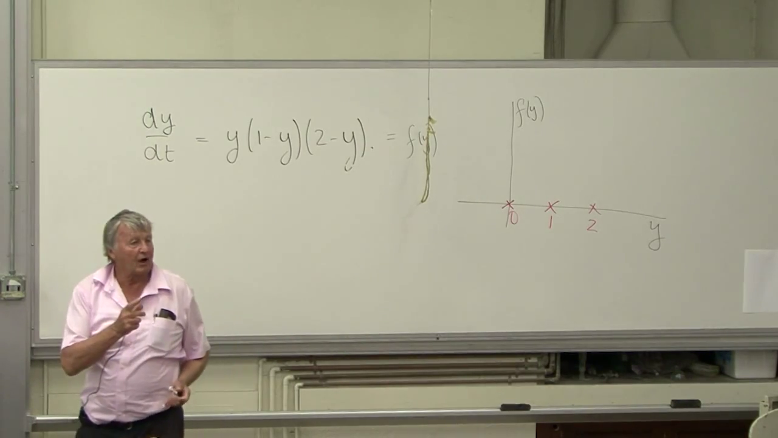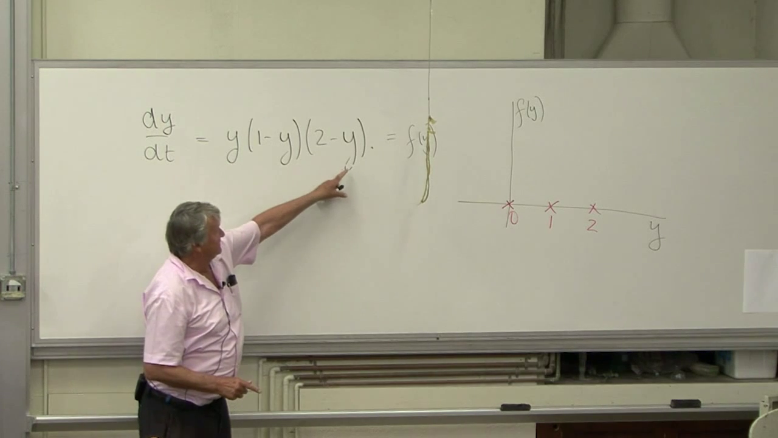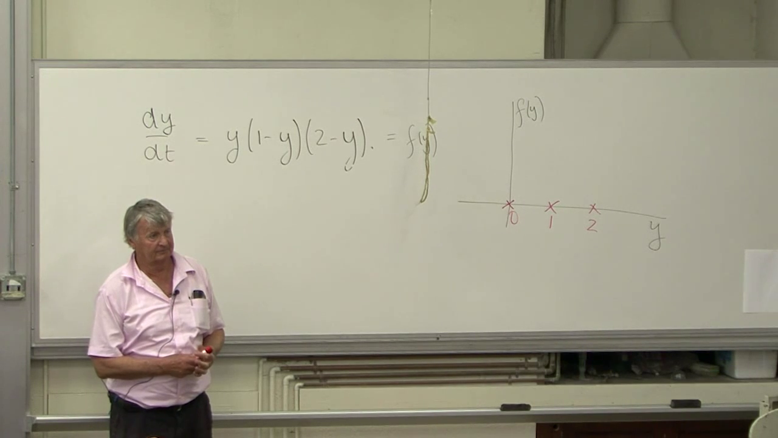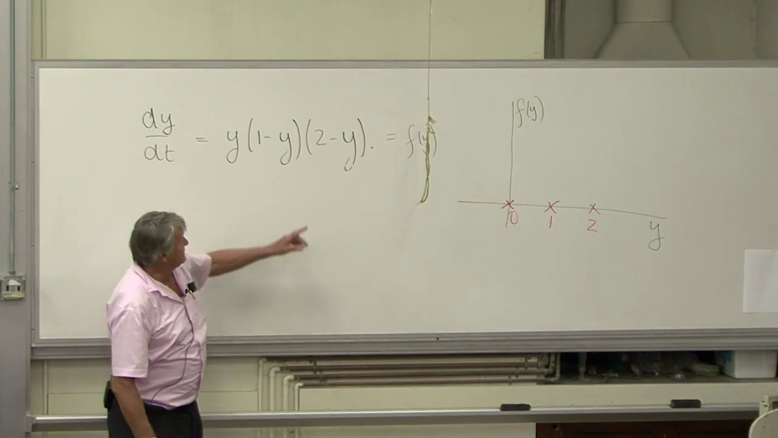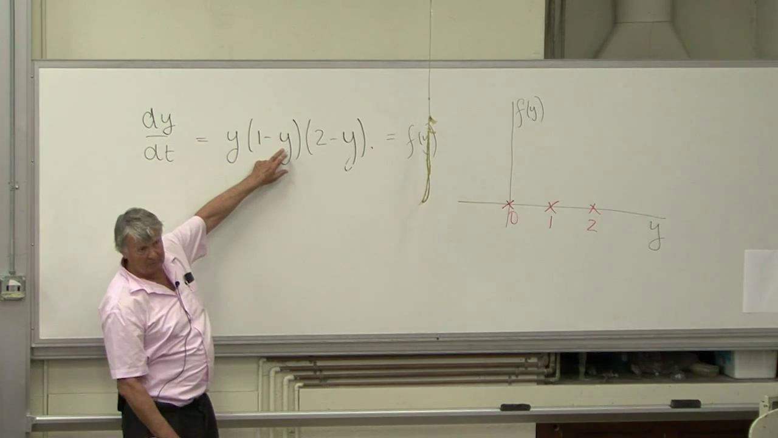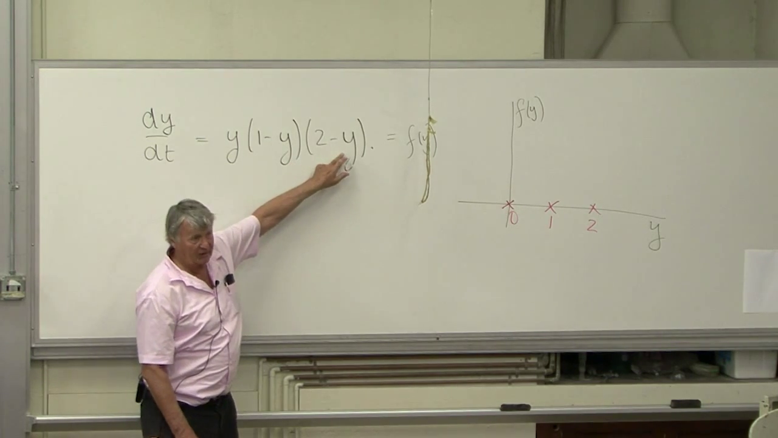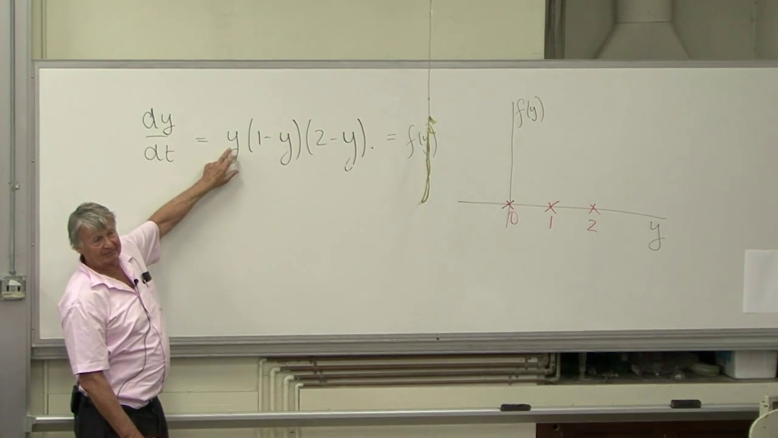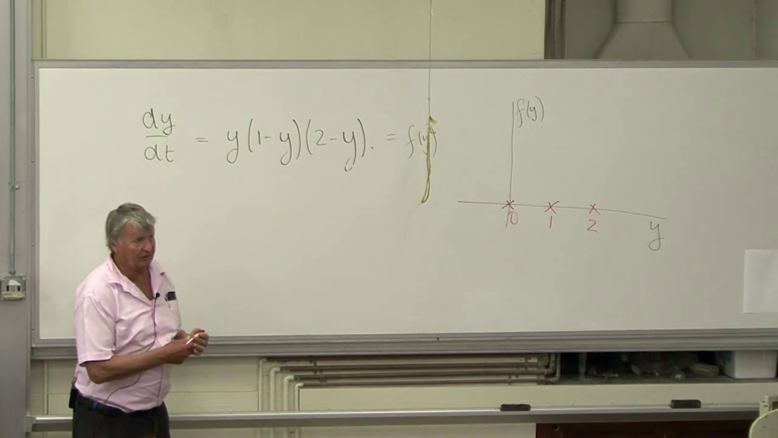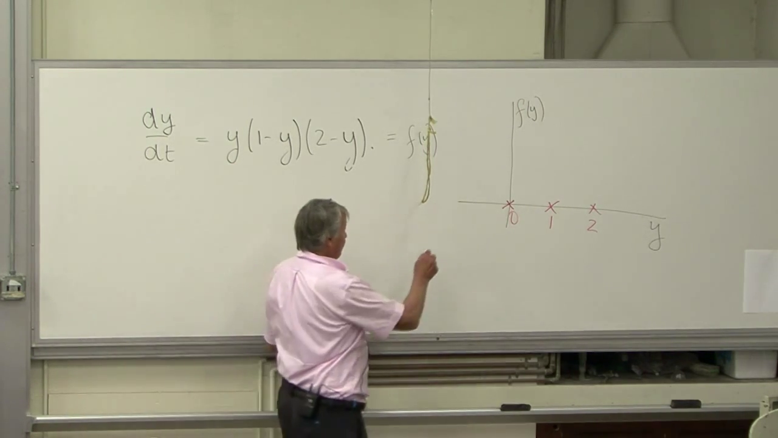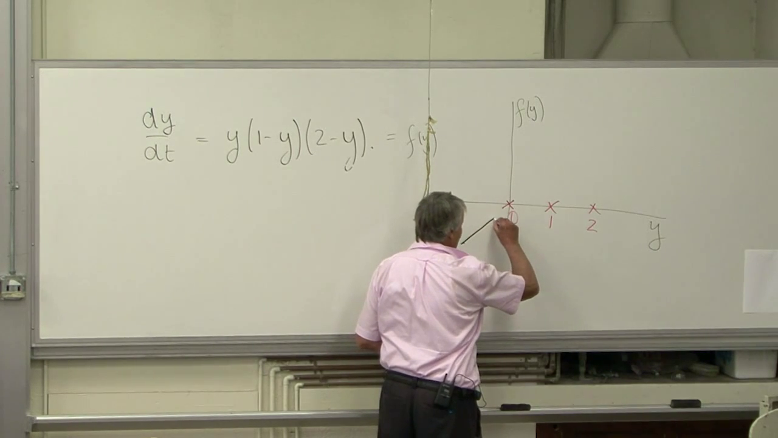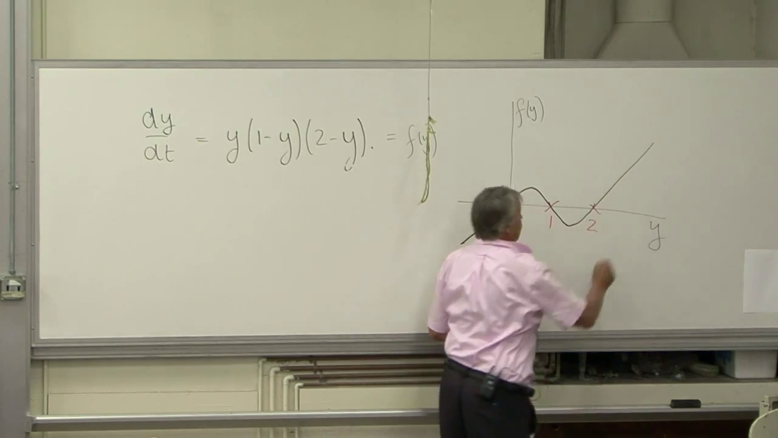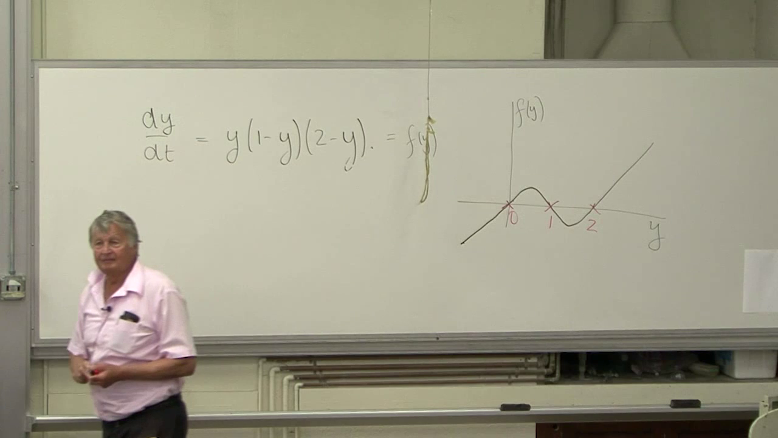Okay. For y less than 0, is this plus or minus? If y is less than 0, 1 minus y will always be positive. 2 minus y will always be positive. But if y is less than 0, this will be negative. So what does the graph look like? It'll come down, it'll be less than 0, up, then down, and then up again. Okay? How many got that?